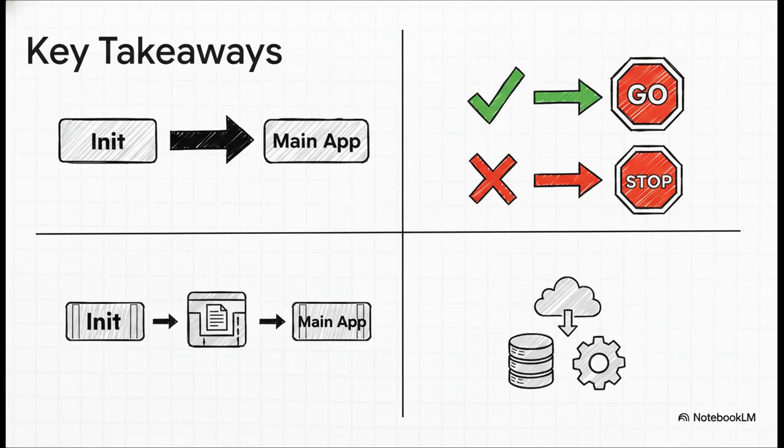So, to wrap this all up, what are the big things to take away from this? Number 1, init containers run before your main app to get things ready. Number 2, they must succeed or your app won't start. It's a hard gate. Number 3, you use shared volumes to pass stuff from the init container to your main app. And finally, they are the absolute perfect tool for waiting on dependencies, fetching config, or running database migrations.